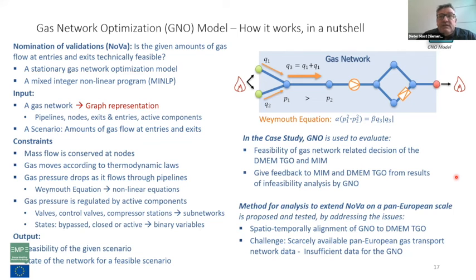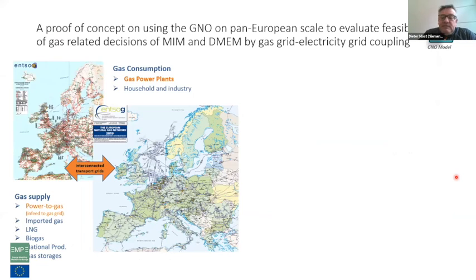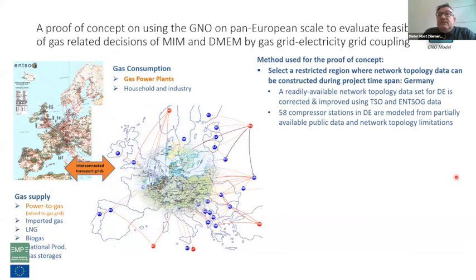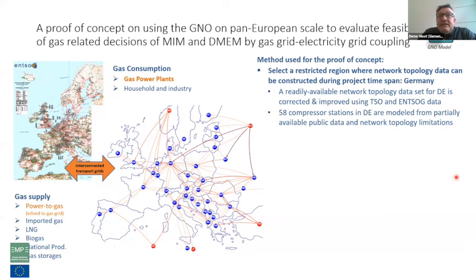What we're doing in this case study is checking this with our results. What we did here was a little bit complicated because we did a proof of concept of how we can do this. The gas grid and the electric grid are not disconnected. They are highly connected, because the gas power plants consume gas, as do household and industry. From the gas supply, in future we'll have power-to-gas and maybe an in-feed to the gas grid, so we have a connection here. Then we searched for a method for calculating it, and selected a restricted region where a network topology can be constructed.